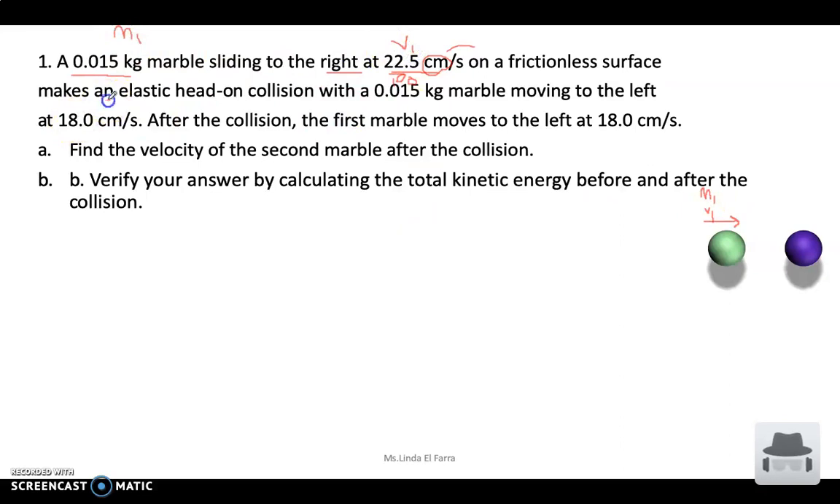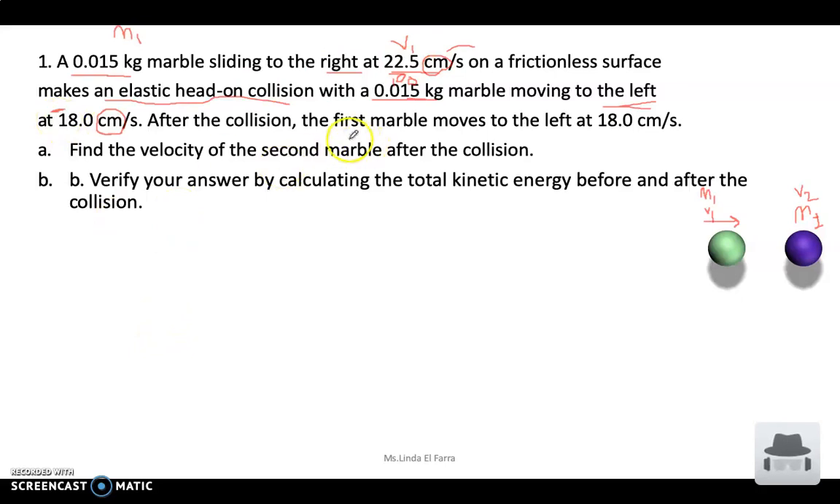Now the marble makes an elastic collision with another marble. Both of them have the same speed. The other marble, this is M2, and of course it's moving with velocity V2, moving to the left, which means the velocity should be negative. Again, centimeter, I have to convert it, or I can leave it because both of them are in centimeter. But it's better to use SI unit, so it's better to convert to meter. Moving to the left, so I have to put a minus sign.